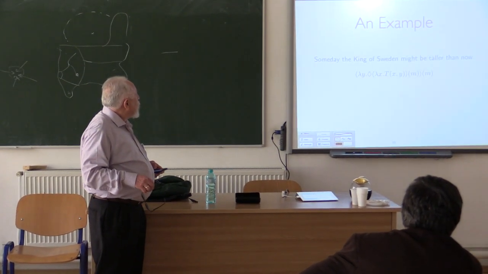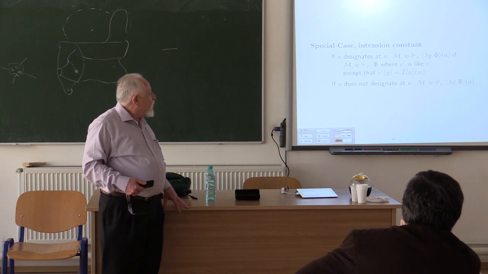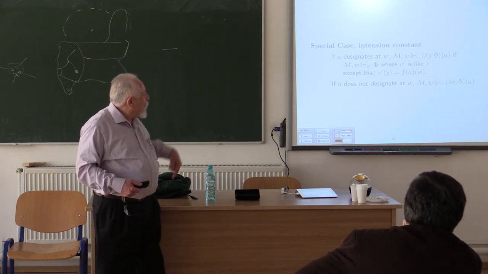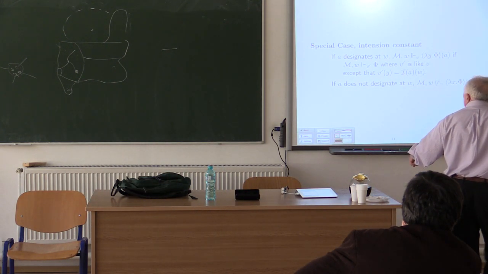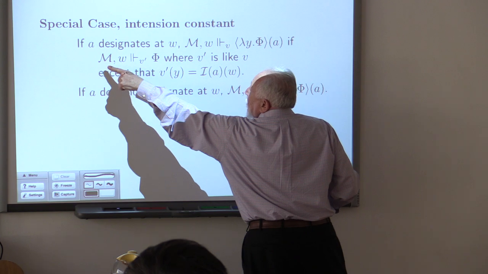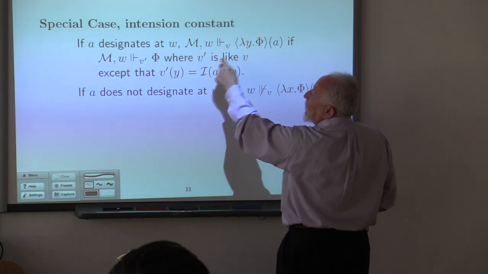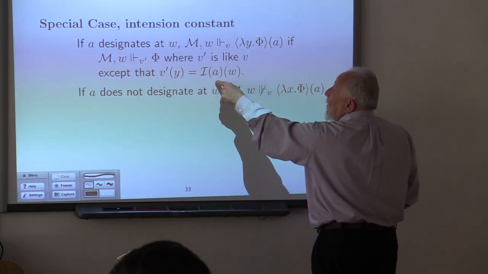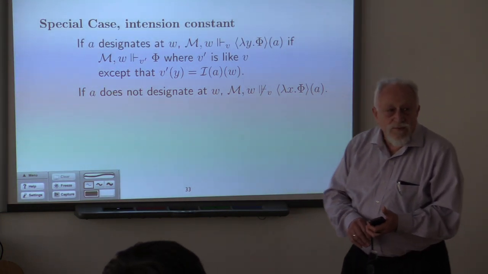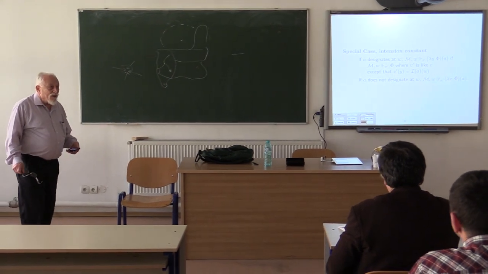Sorry again. As a special case, that was where A was an n-ary function. Suppose A is a zero-ary function, in other words, a constant. This is what the whole thing reduces to. If A designates at the world, this is true if this is true using a valuation that's like the original one, except you've associated with the variable you're abstracting over whatever it is that A designates at that world. And if A doesn't designate, then it's just false. So it's easier to see it in this context, where you don't have the variables as input. It's the same idea.